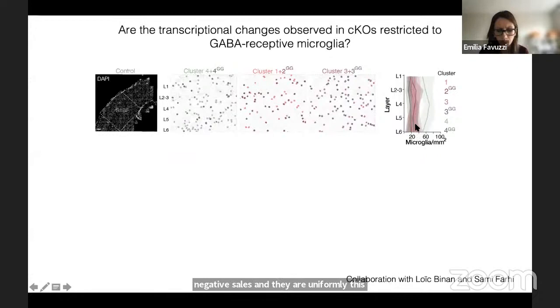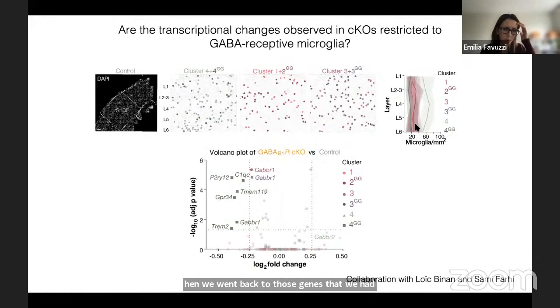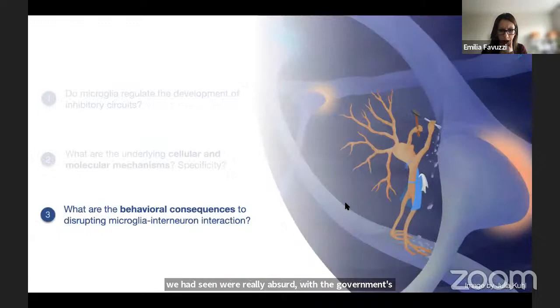But then we went back to those genes that we had seen, some of those that were downregulated in the single cell RNA-seq. And sure enough, they were also downregulated using MERFISH, but here we could see that they were specifically downregulated in this cluster 4 GG, and so GABA receptive microglia from cluster 4, not in other cluster 4 cells, and not in other GABA receptive microglia within other clusters. And so what this shows is that those transcriptional changes that we had seen were really observed within GABA receptive microglia.